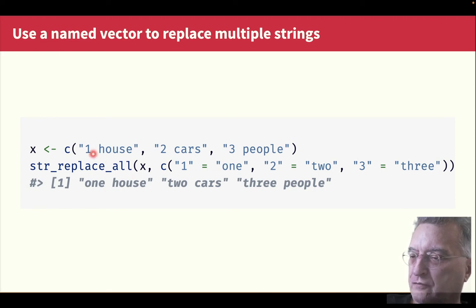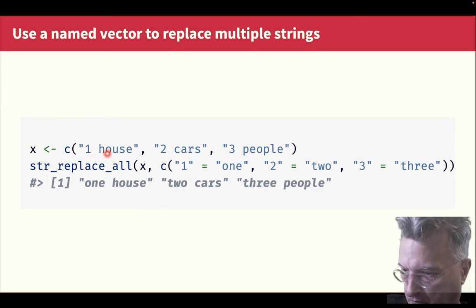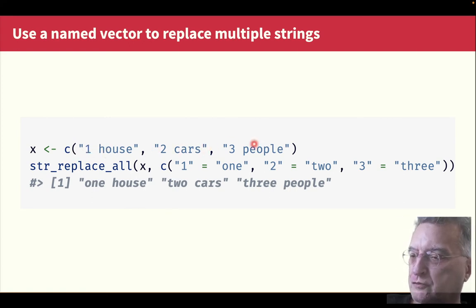So I have this vector of 1 house, 2 cars, and 3 people. So it's a vector of character vectors. And I want to replace every occurrence of the numeral 1 with the word one, every occurrence of the numeral 2 with the word two, every occurrence of the numeral 3 with the word three. So the output of this is going to be one house, two cars, three people.